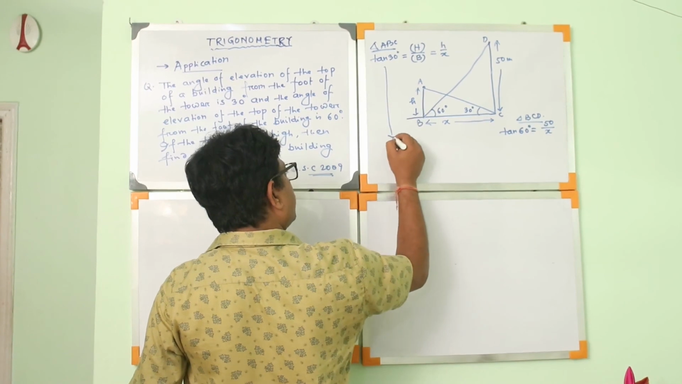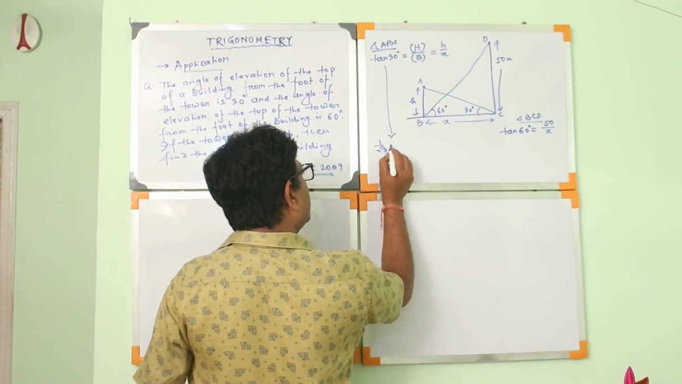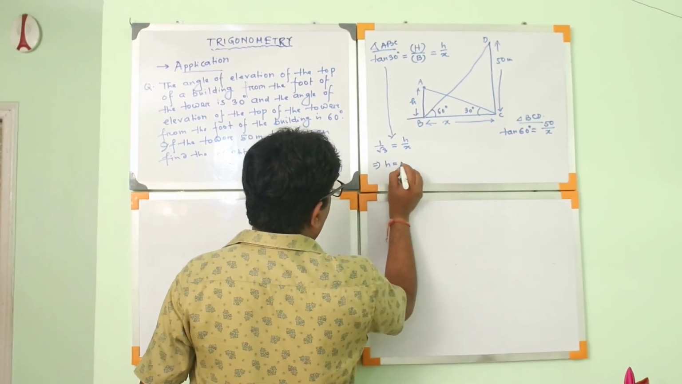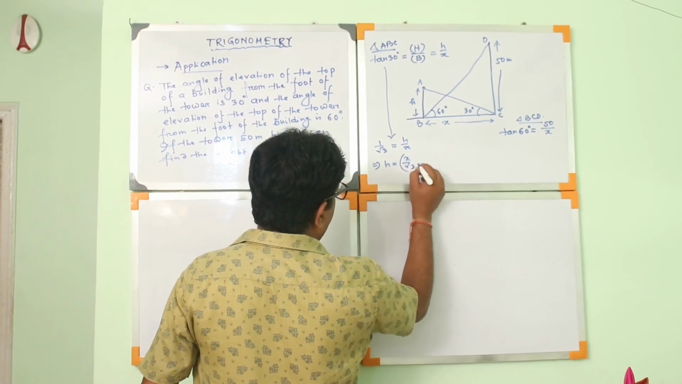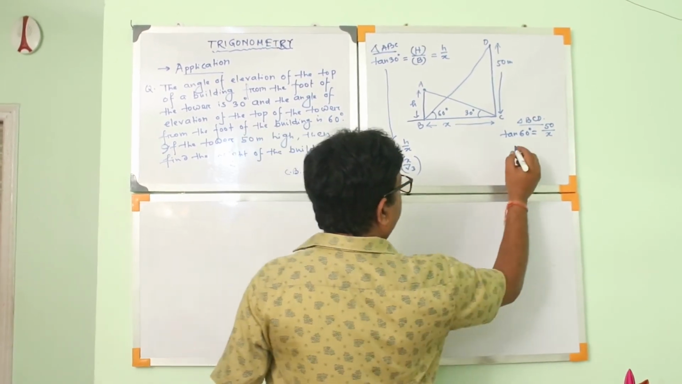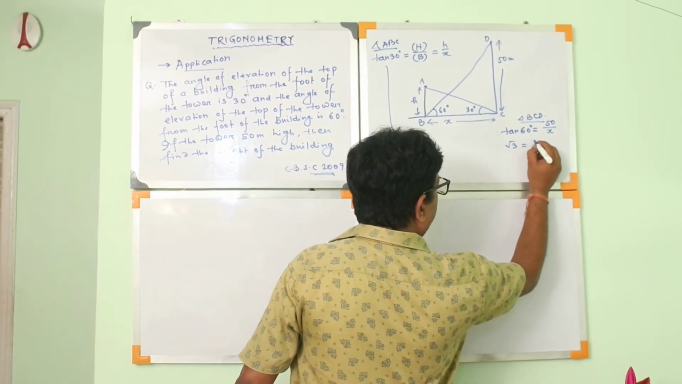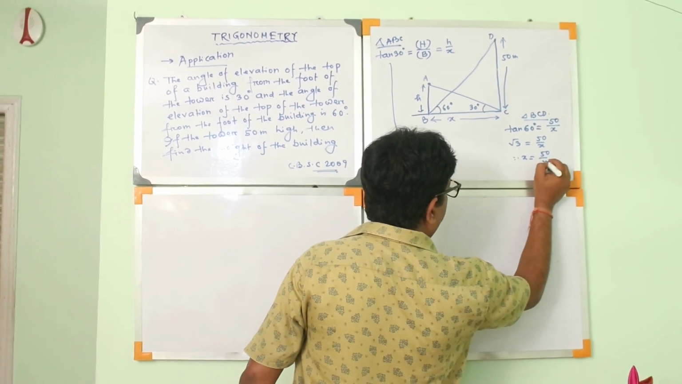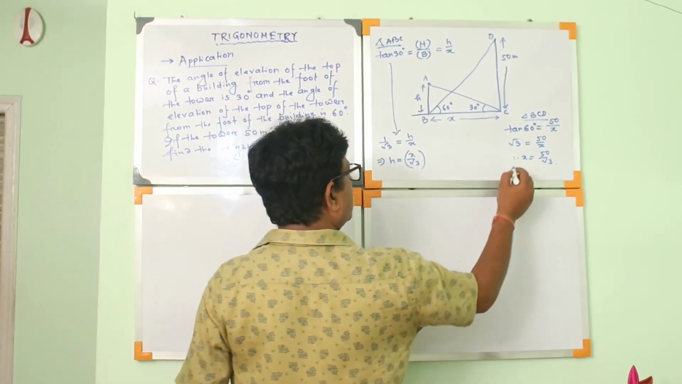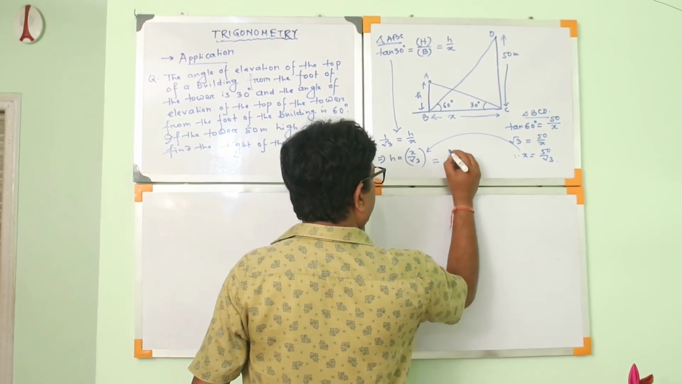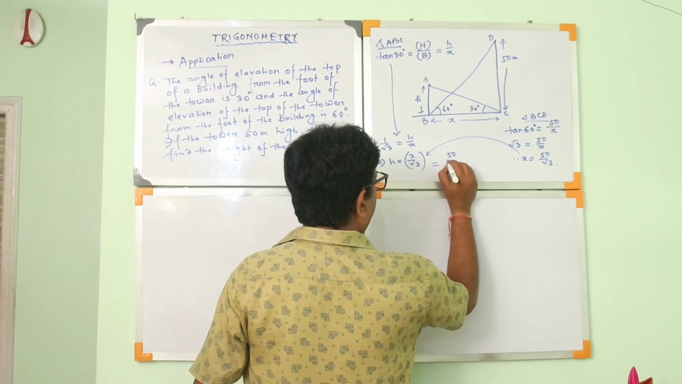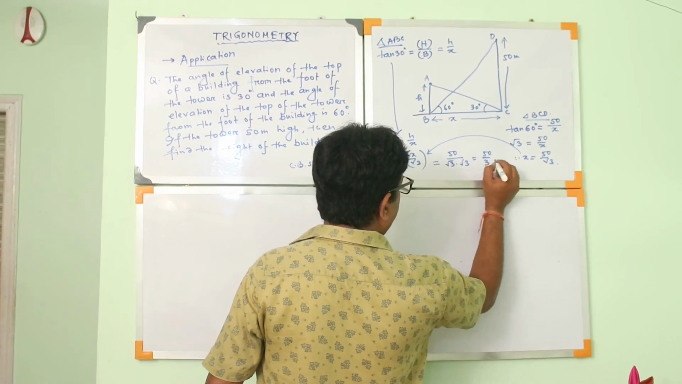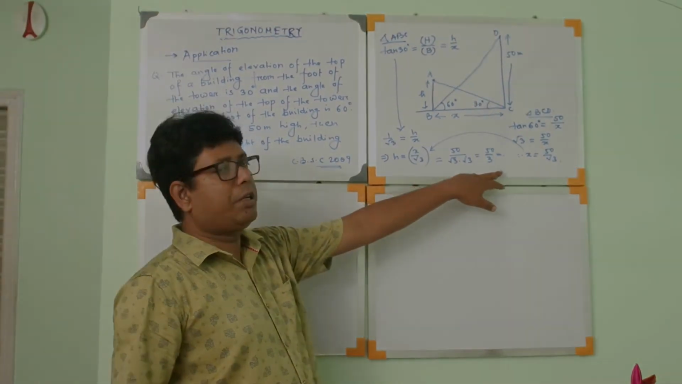So from this equation, tan 30 means 1 by root 3 is equal to h by x. So h is equal to x by root 3. And from this equation, tan 60 means root 3 equals 50 by x. So x is equal to 50 by root 3. So putting this value here, we can write h equals 50 by root 3 into root 3, that means 50 by 3. So the height of the building is 50 by 3 meters.